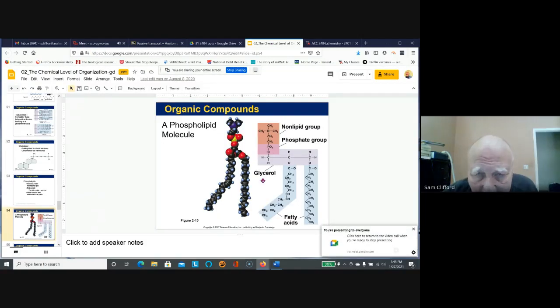Okay, to repeat, a phospholipid is the main component of cell membranes. This is phosphorus here. This is called the head of the phospholipid, the hydrophilic portion, because it dissolves in water. This is the hydrophobic hydrocarbon. It is repelled by water. So a phospholipid has a phosphate group and some nitrogen, and these two hydrophobic tails.